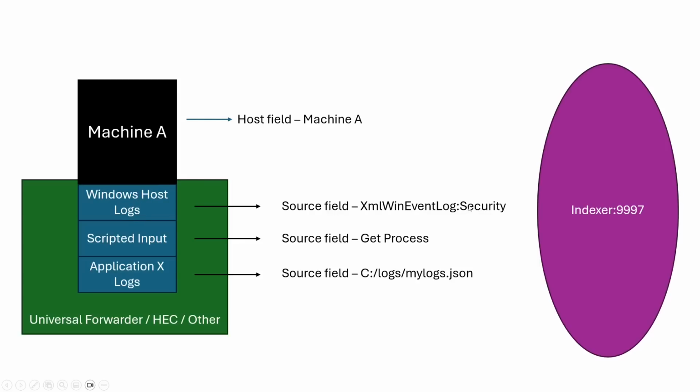You're actually going to have security logs, you're going to have application logs, you're going to have system logs. And so it's just going to say which of these logs I am monitoring, and that's going to be the source. In the scripted input, it's going to be the name of the script.